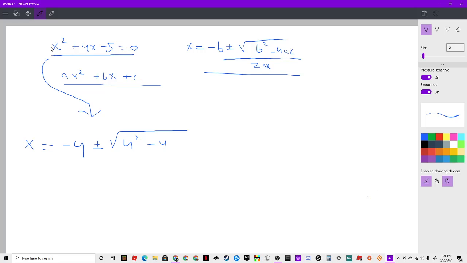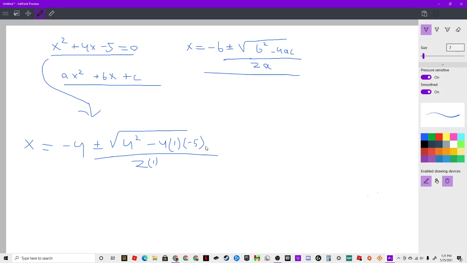A would be here, like I said earlier. Since there is not a number in front of it, it would just be 1. So you would put a 1 in parentheses, and then c would be negative 5, corresponding to the equation. So you put negative 5 here. Then again over 2, but a this time is 1. So in the end you have x equals negative 4 plus or minus the square root of 4 squared minus 4 times 1 times negative 5, over 2 times 1. This is what you have.